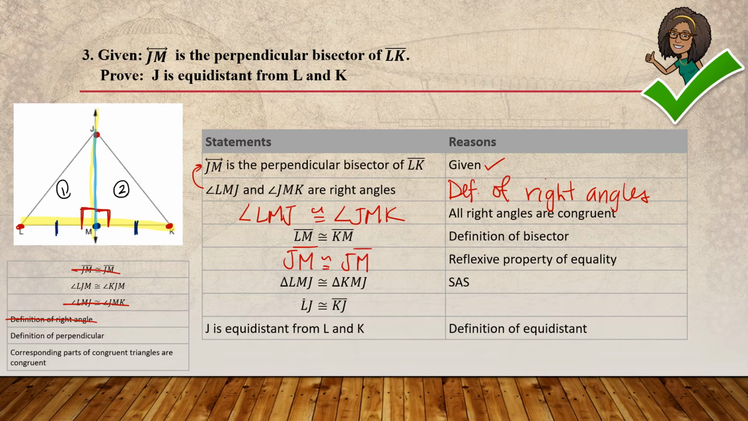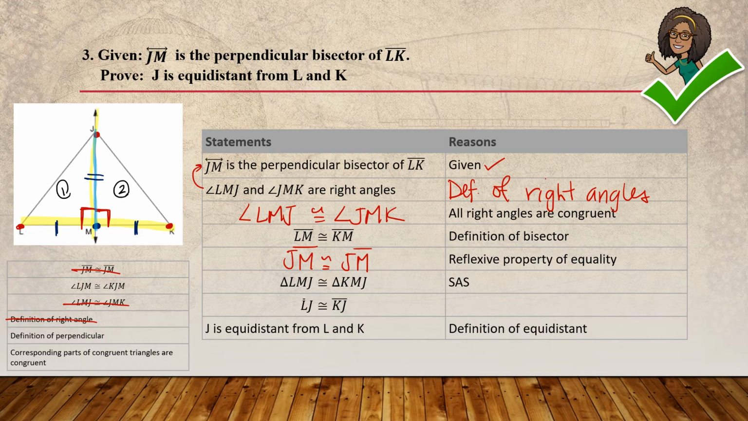So now we have these two triangles, LMJ, which is triangle number 1 on the left, and KMJ, triangle number 2 on the right. These two triangles are congruent by side, angle, side, because remember we have side LM and side KM congruent, and then we have side JM congruent, and we have two right angles in between of them. So we have two sides and an included angle for both of the triangles. So that's where we get the side, angle, side from.